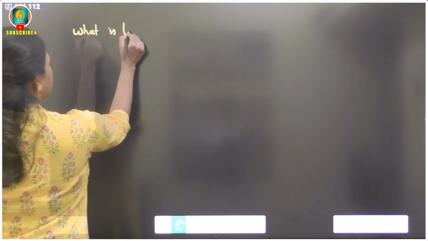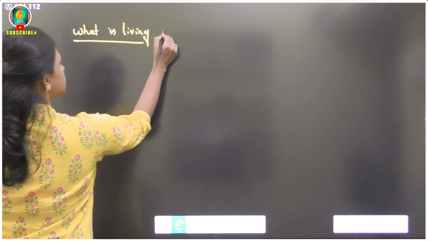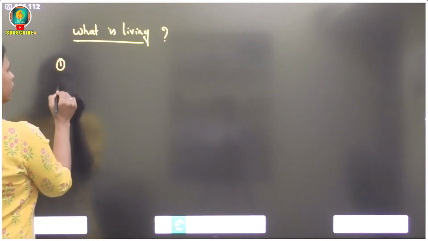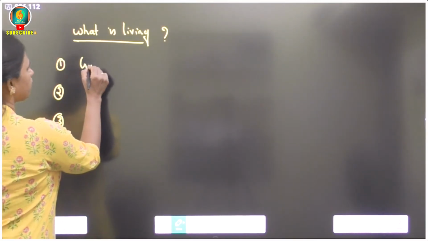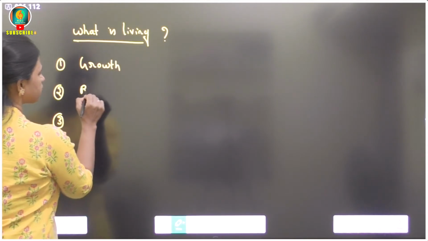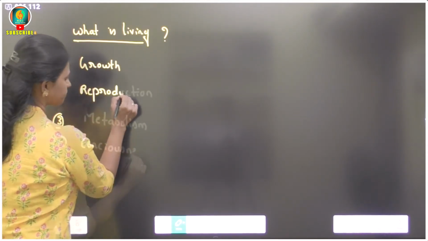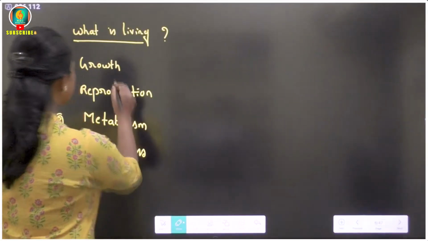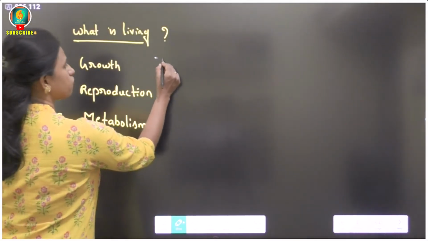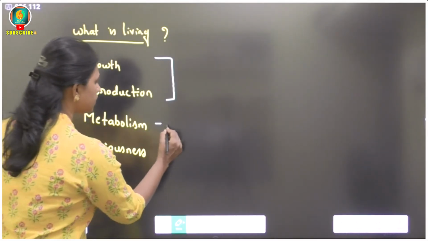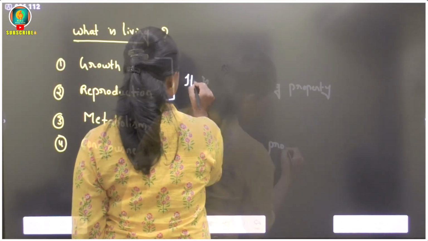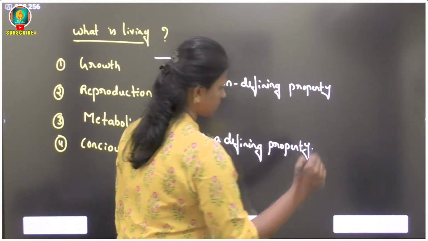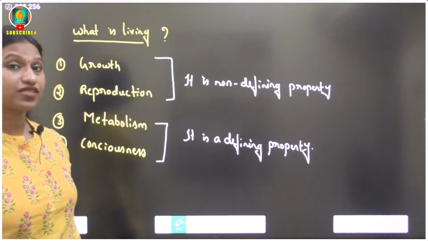Okay, so what we have talked about till now, about the question of what is living, we talked about 4 properties. I'm just summarizing all these 4. First, we talked about growth. Second, we talked about reproduction. The third and fourth were metabolism and consciousness. Out of these 4, these 2 are non-defining properties. These 2 are defining properties. Make a note of all these things. That's it.